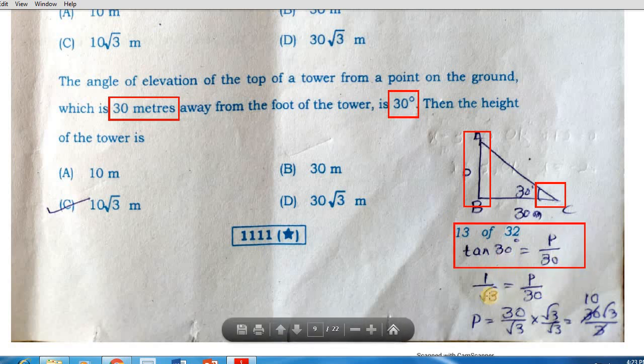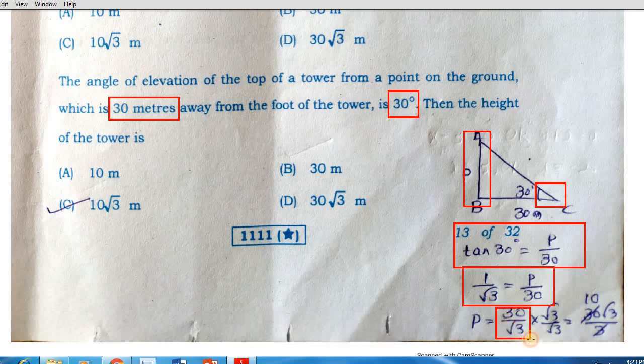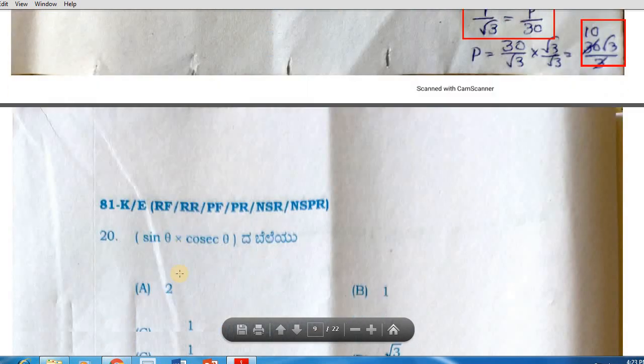So tan 30 degree value is 1 by root 3, children. P by 30 will be as it is, and simplify, you will get P equals 30 by root 3. And in the denominator there is root 3. Hence root 3 you want to rationalize. Therefore both numerator and denominator multiply by root 3 and simplify, you will get the answer 10 root 3. Therefore option C, 10 root 3 meter.